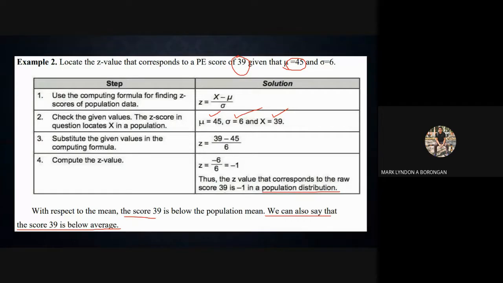But for this one, we are asked to find or locate the z value man. So, sa z value na to, z is equal to negative 1, but ang ato ang PE score, ma-determine na nato if above average siya or below average. Okay.